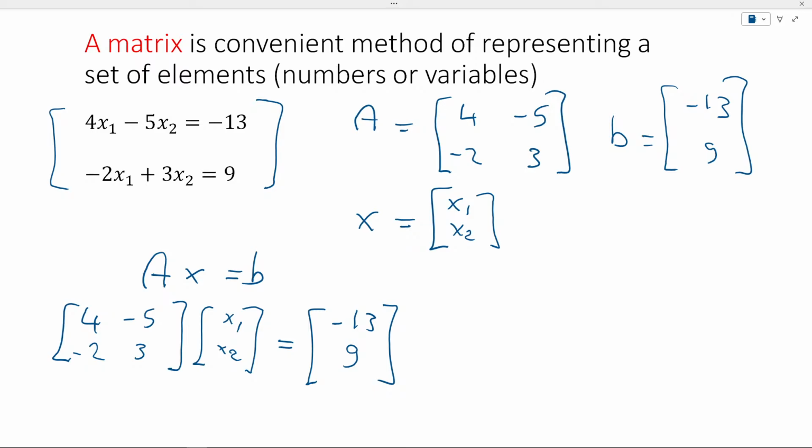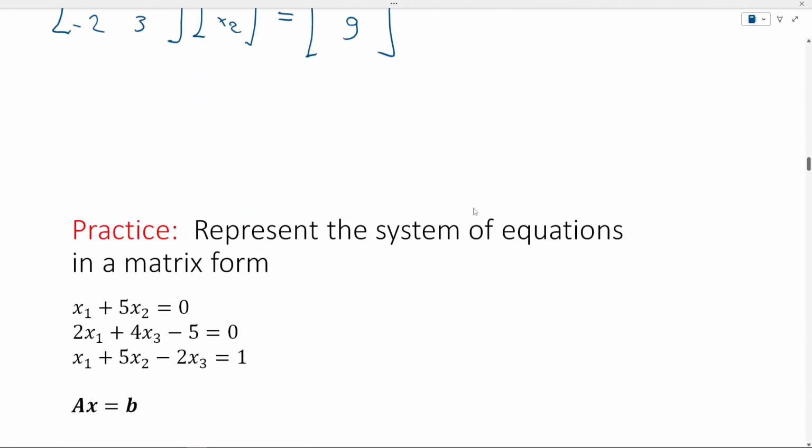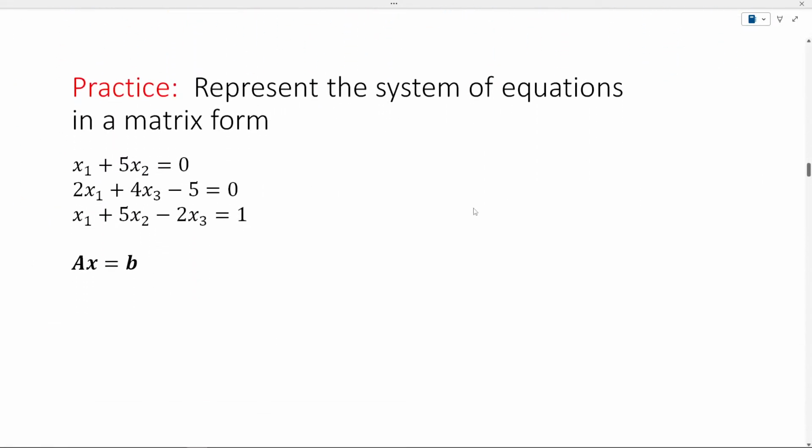Okay, so this is just a way to represent my system of equations. So I have this system of equations. I just want to present it in this way. Okay. So here is a practice problem for you.